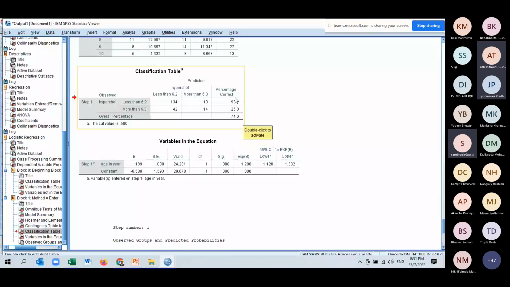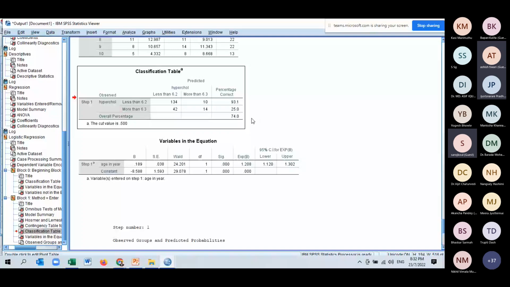Tomorrow I will elaborate. So 74% the system predicts correctly, meaning if he is less than 6.2, the system predicts it. If anything is more than 6.3, it predicts exactly. So 74% is correctly predicted. Anyone less than 6.2, anyone more than 6.3, 74% of the prediction is accurate. 74, remaining 26. Anything more than 70 is well and good.